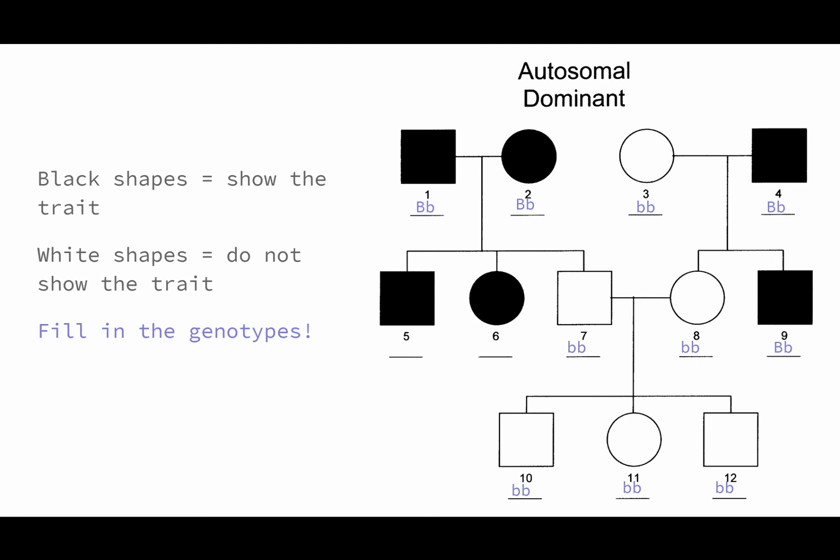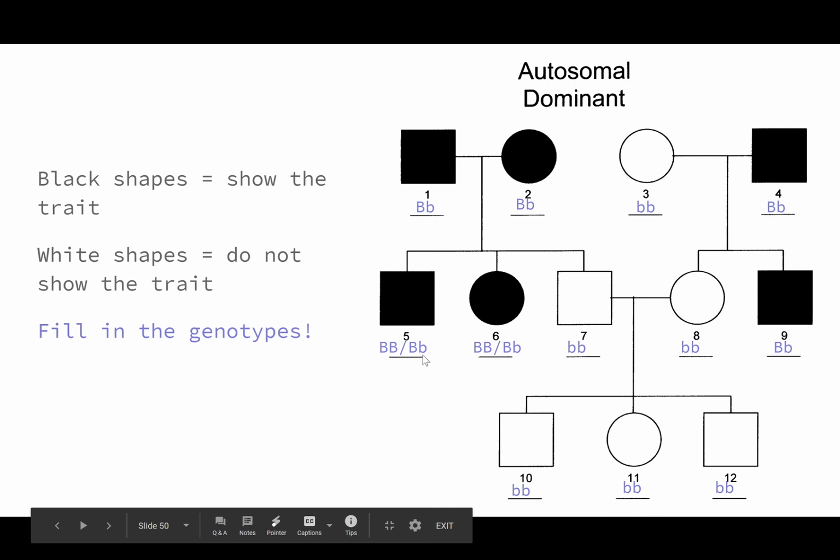Individuals 5 and 6, which are the children of 1 and 2, have the dominant trait. But there's no real telling, unless we are given new information about their children, whether they're going to be heterozygous like their parents or homozygous dominant. So there's no real way of being able to deduce this. And so that's why I have them filled in as they either could have 2 big B's or they could be heterozygous. Like I said, there's no real way of telling until we get more information about their offspring.